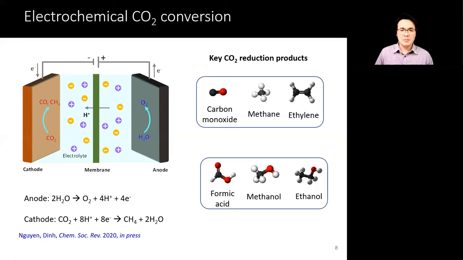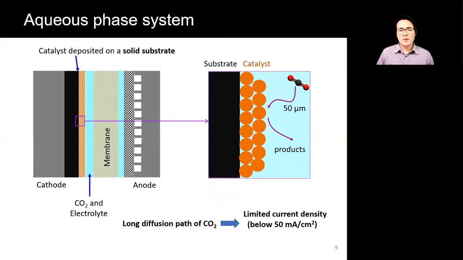So from the system point of view, how are we going to carry out this reaction? In principle, you can do that in two different ways, depending on how you feed the CO2 into the system. The first system is called the aqueous phase system, where the CO2 is dissolved in an electrolyte before it can get to the surface of the catalyst here. And in this case, the catalyst is deposited on a solid substrate.